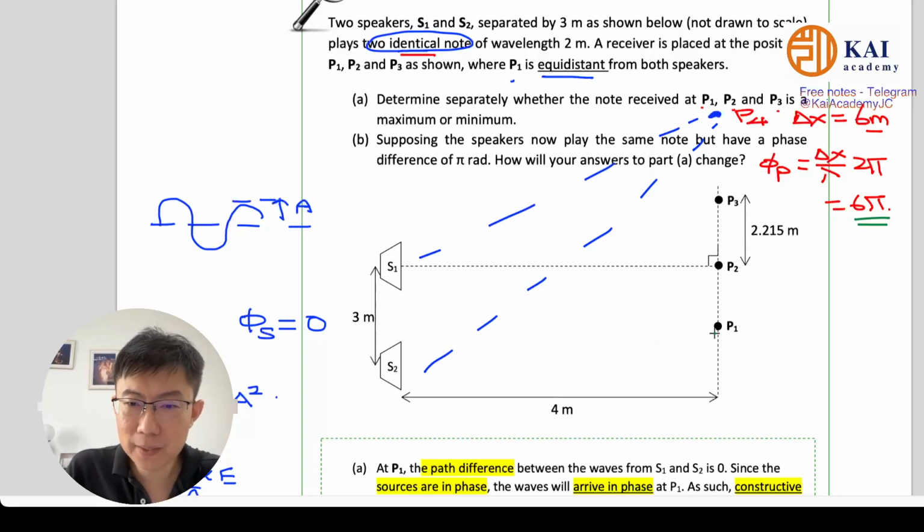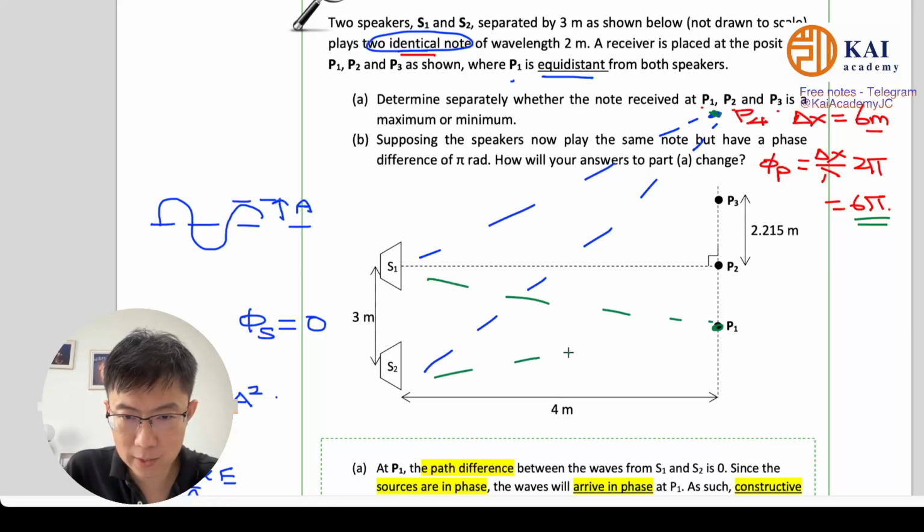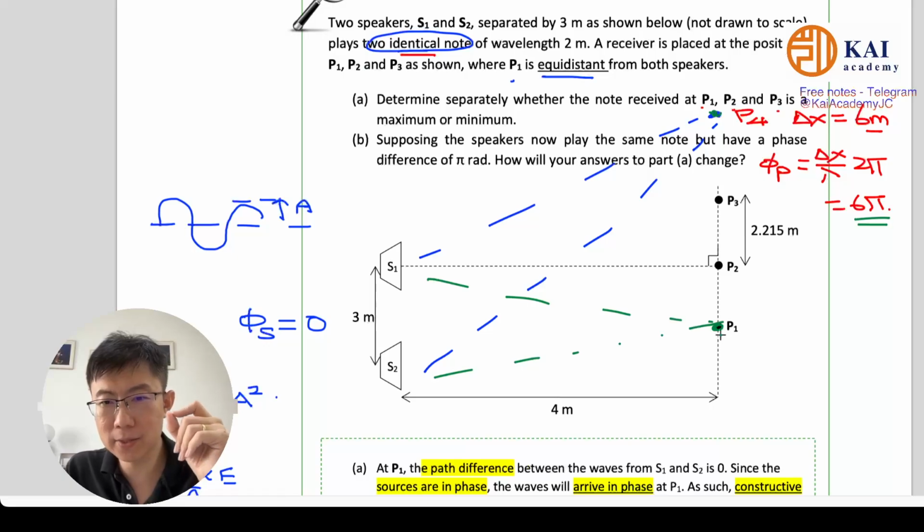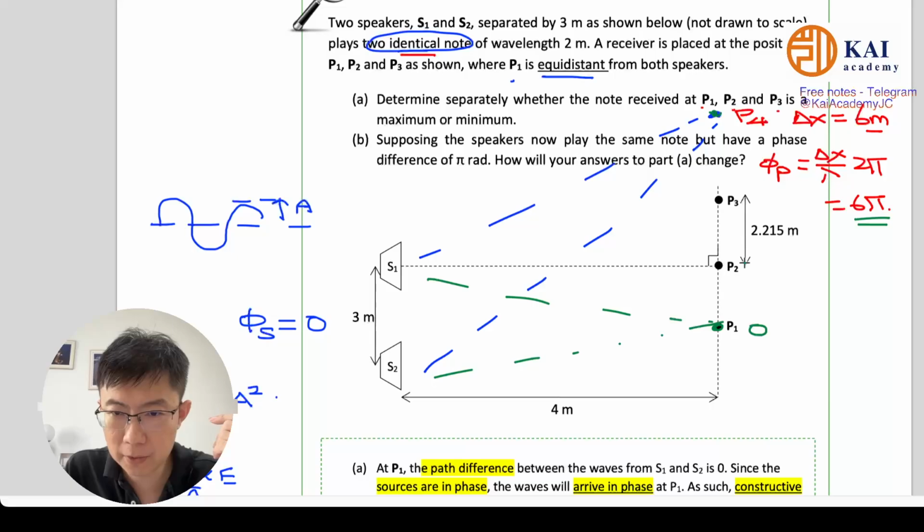Now the examiner may ask something like this: between P1 and P4, where P1 is, recall, the equidistance point, how many minimas are there? So what we can then do is identify a pattern. Just now at P1, this was a constructive interference where the phase difference was 0. P2 was destructive, phase difference was pi. P3 was constructive again, phase difference of 2 pi. And so this pattern is going to repeat all the way to P4.